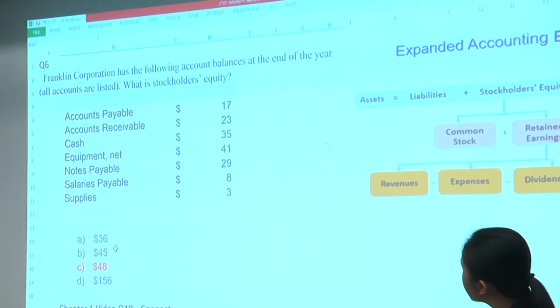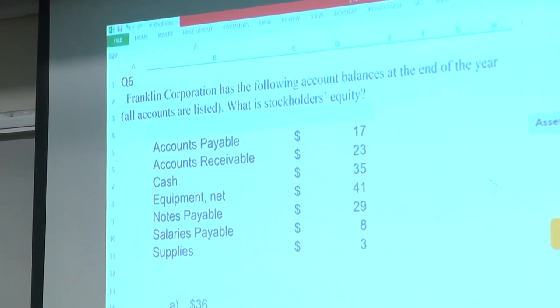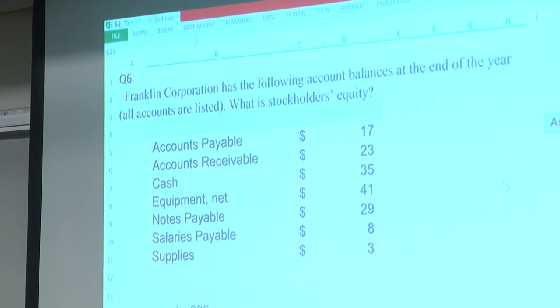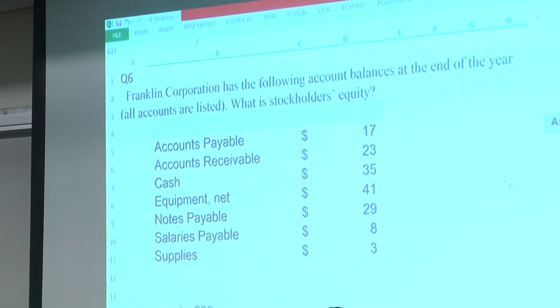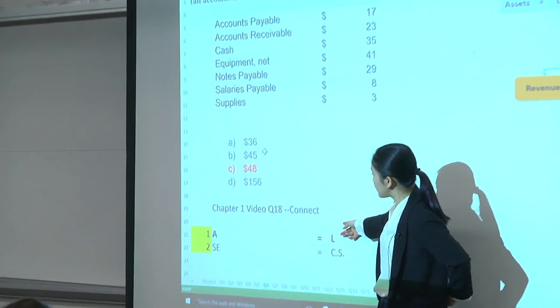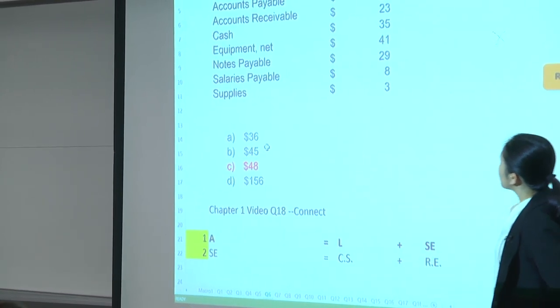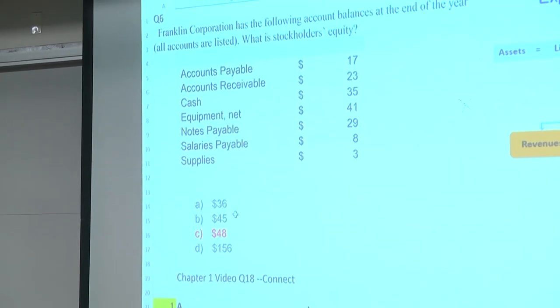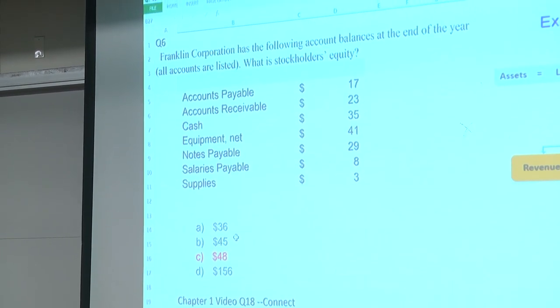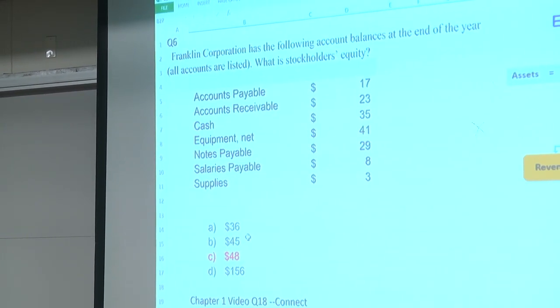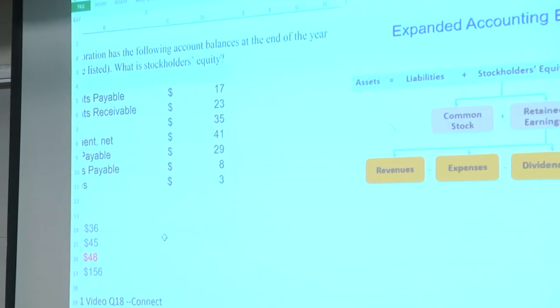All right, question 6. Franklin Corporation has the following account balances at the end of the year. All accounts are listed, so whatever is not in the table has a balance of 0, right? What is stockholders' equity? This is chapter 1 video question 18. Whenever I can find the source, I will list it here. Stockholders' equity reminds us of the accounting equation, expanded from the basic one, right? Just this slice here.